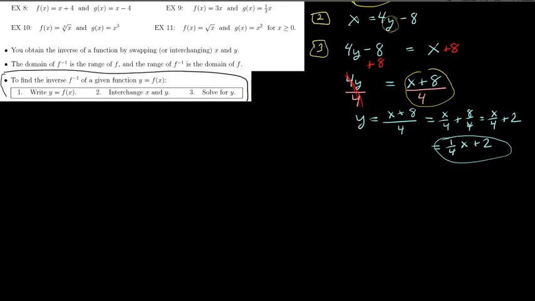So example 4. Let's do it here. We're still finding the inverse. Find the inverse of f of x equals 2 plus the cube root of x minus 7.